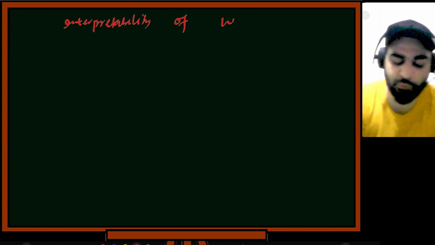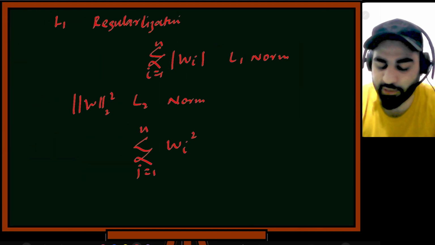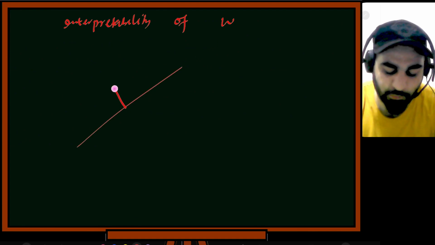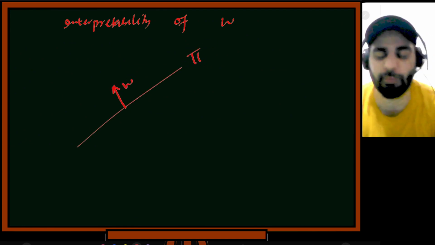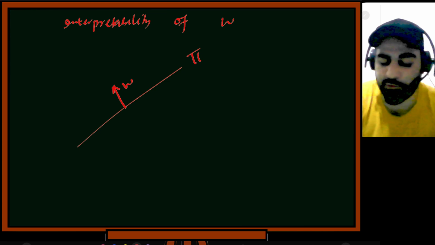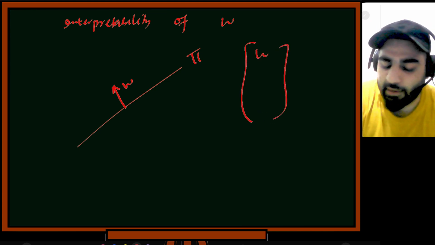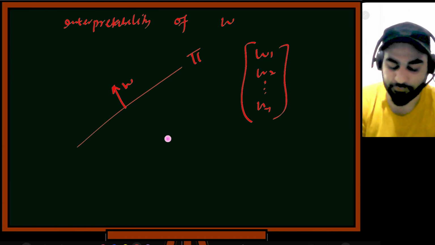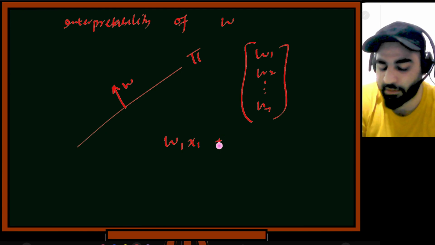Now you know that if you see this W vector, the W vector is perpendicular to our plane. This is our W vector. If you find a pi hyperplane, this W is perpendicular to that. Now this W vector will be like this. We'll have W1, W2, and so on till Wn. These are our components, and they get multiplied to the features. So we have W1 x1 plus W2 x2.